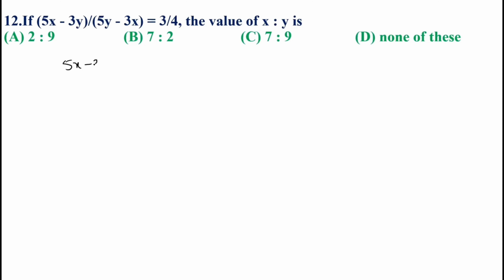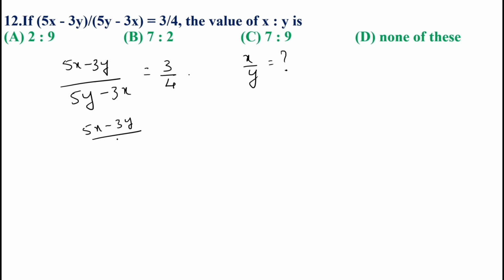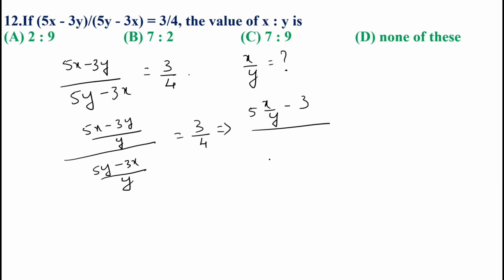(5x minus 3y) by (5y minus 3x) they have given as 3 by 4. Find the value of x by y. Divide the numerator by y. So this will become (5x minus 3y) by y and the denominator also by y, (5y minus 3x) by y. This is equal to, they have given, 3 by 4. So this will become (5x by y minus 3) by (5 minus 3x by y) is equal to 3 by 4.